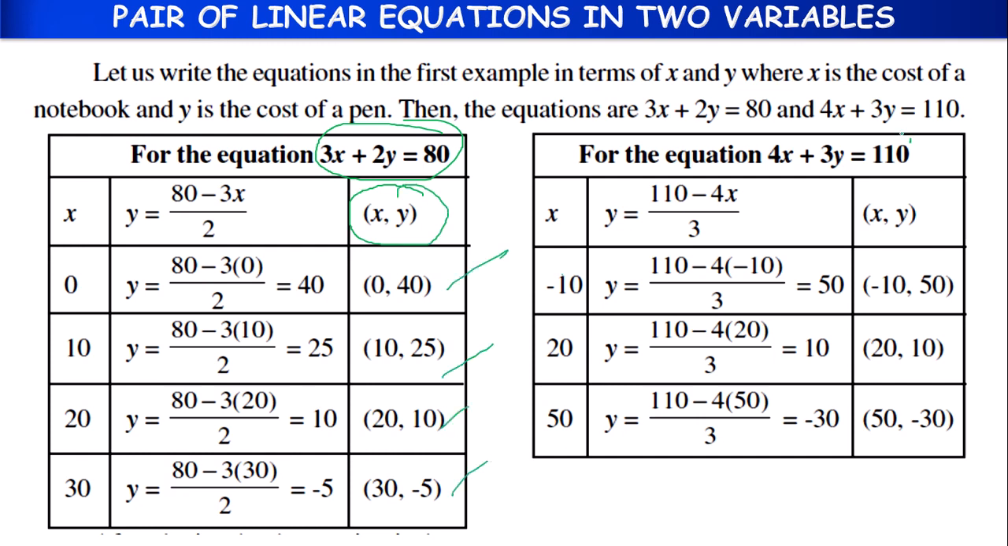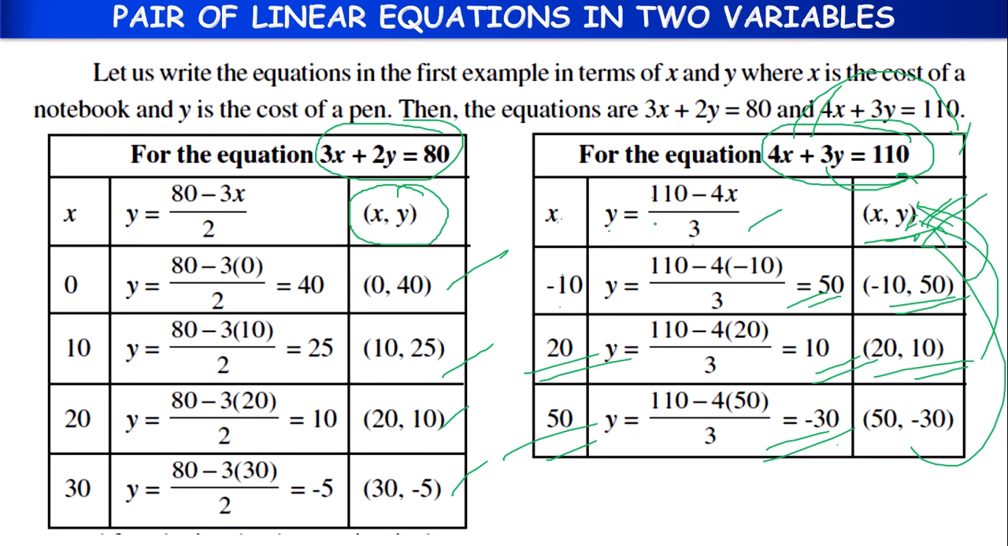In the same way, for the second equation also, let's find the possible pairs of solutions x comma y. So the equation can be written with 4x going to this side: 110 minus 4x, and this 3 will come to this side. Y equals 110 minus 4x by 3. So if x is minus 10, y is 50: minus 10 comma 50, one solution pair. If x is 20, y is 10: 20 comma 10, another pair. If x is 50, y is minus 30: 50 comma minus 30, another pair. We have got some pairs.